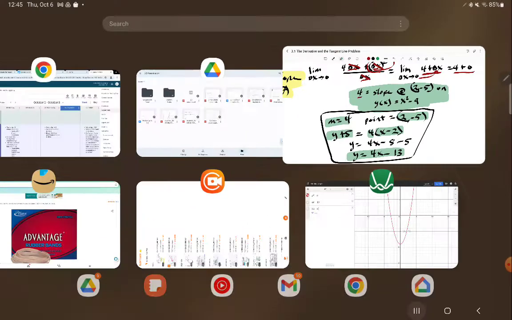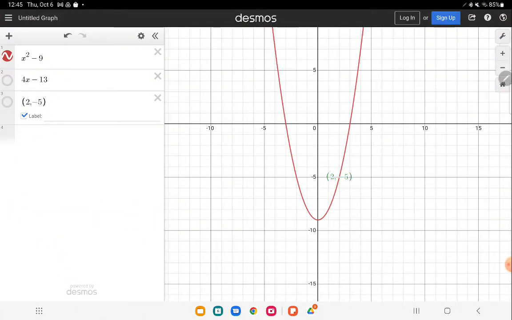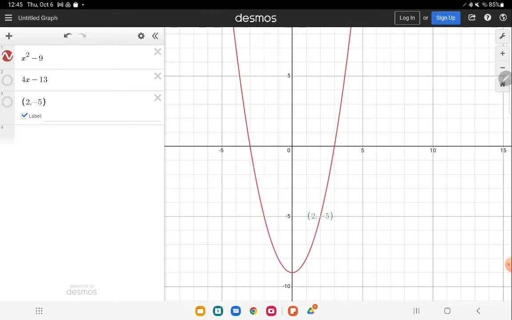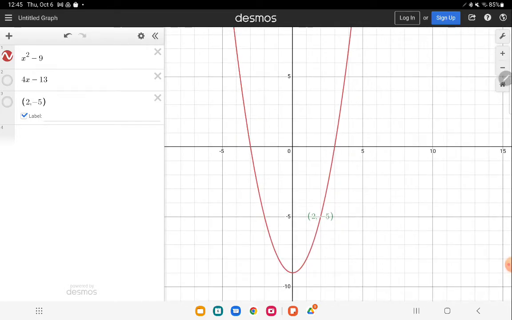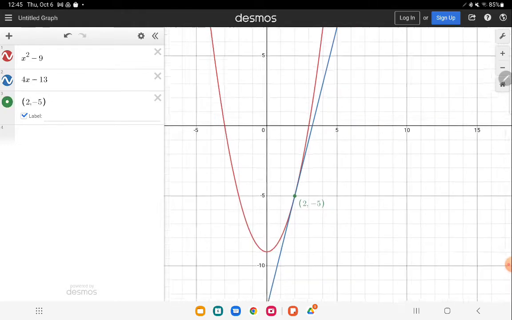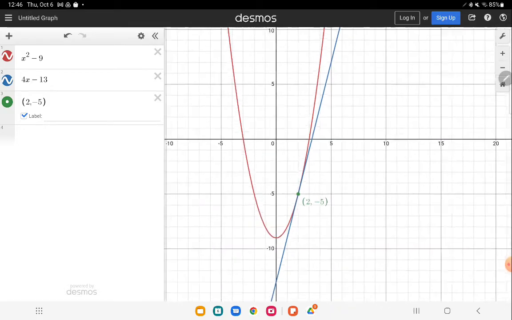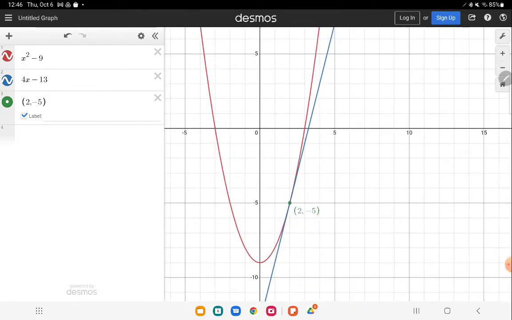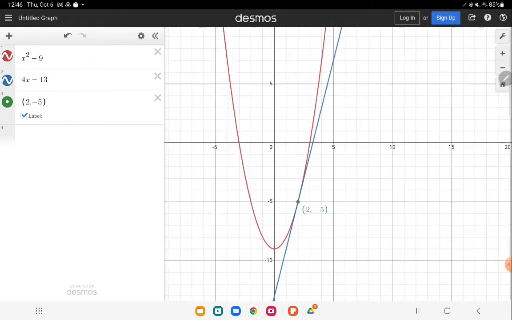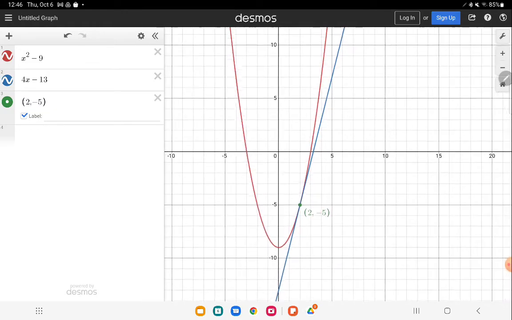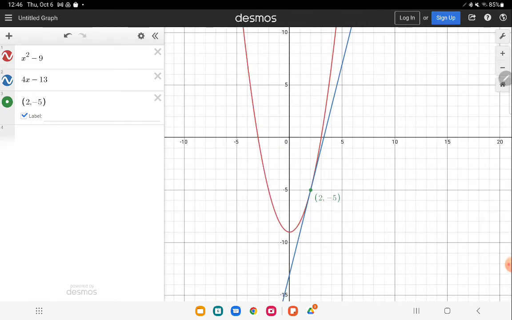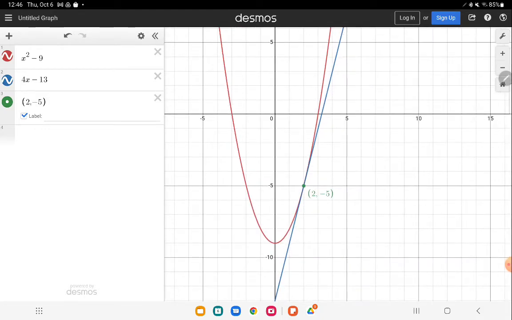So let's look at that on a graph. So here we have our point (2, -5), our equation x squared minus 9. Let's go ahead and graph that line that we found. So that's the equation of the tangent line and the point. See how it perfectly goes through that point, and it is a representation of the slope at that point, which has huge applications that we're going to learn later on as we study the idea of the derivative a little bit more.